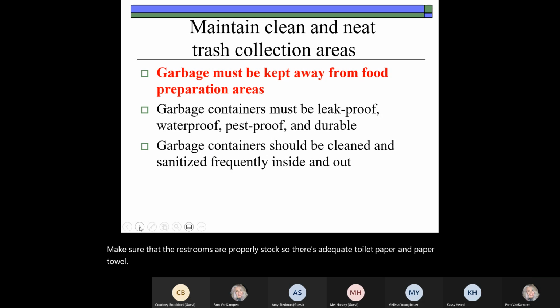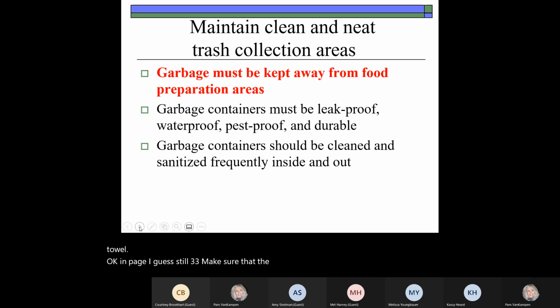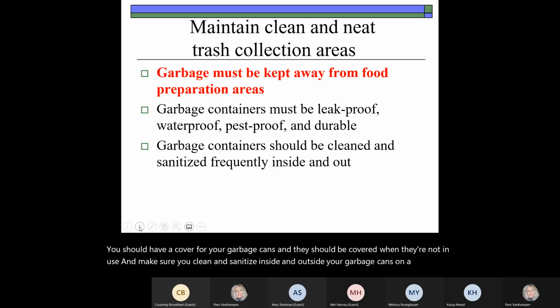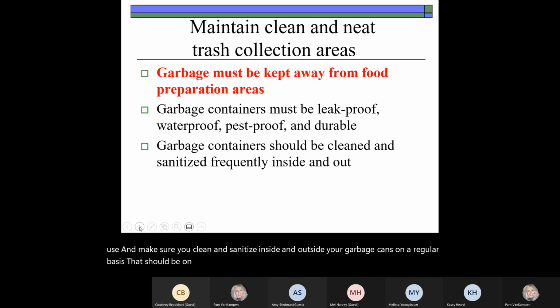Okay, on page, I guess, still 33, make sure that the garbage is kept away from the food prep areas. You should have a cover for your garbage cans, and they should be covered when they're not in use. And make sure you clean and sanitize inside and outside your garbage cans on a regular basis. That should be on your cleaning schedule.